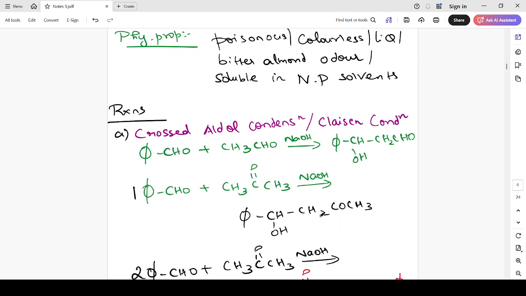We are discussing the properties of the aromatic aldehyde here. It is poisonous, colorless, a liquid. It has a bitter almond smell. This comes very prominently in the paragraph statement. There is an organic compound which gives a bitter almond smell. Certain characteristics regarding the color, the odor, the texture are a must. It's very characteristic, so we have to definitely remember it. Of course, it is soluble in non-polar solvents. We know that.